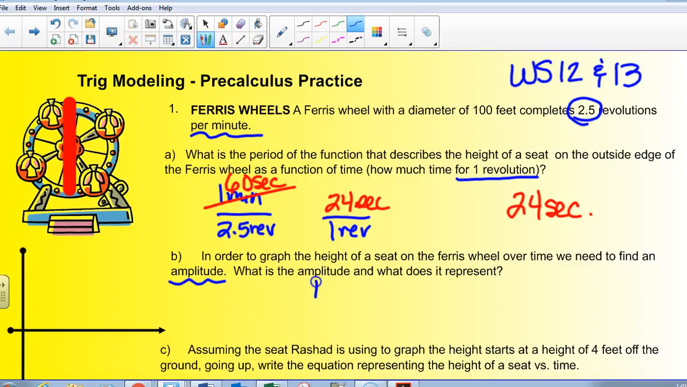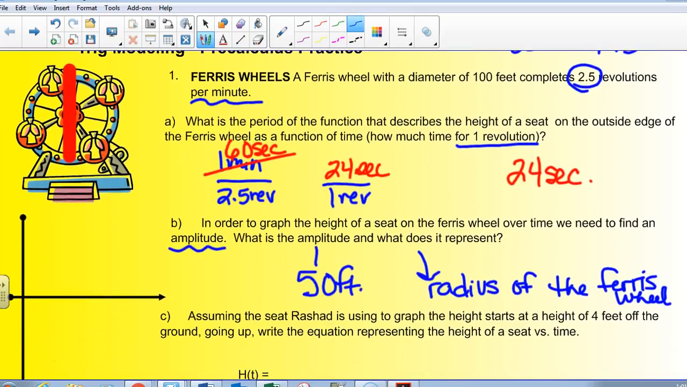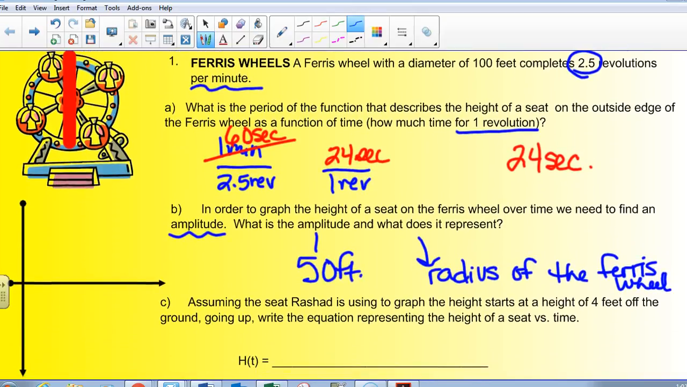It is 50 feet. Yeah, it's the radius, otherwise known as the middle to the outside. Good job, guys. All right, assuming the seat Rashetta's using to graph the height starts 4 feet off the ground, okay? This is where students got a little confused because they wanted to say the maximum height was 100 feet.